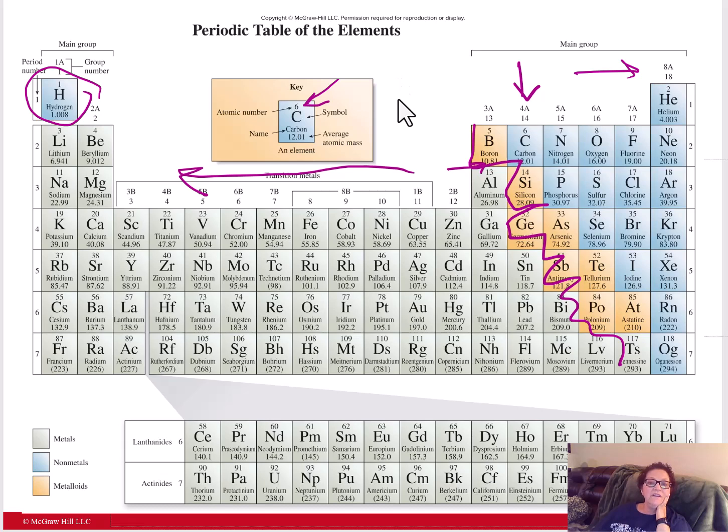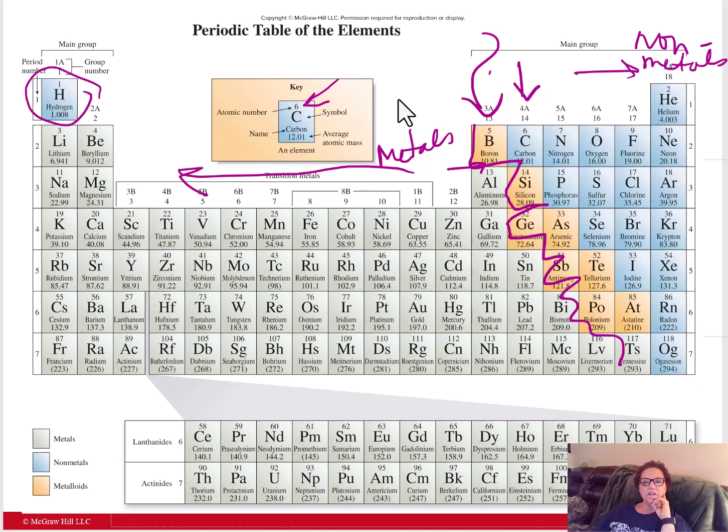So all of these are metals on this side. All of these are nonmetals. Notice there's not that many. And then these are the metalloids, the ones that they're showing you here. And we say that they follow this kind of squiggly line.